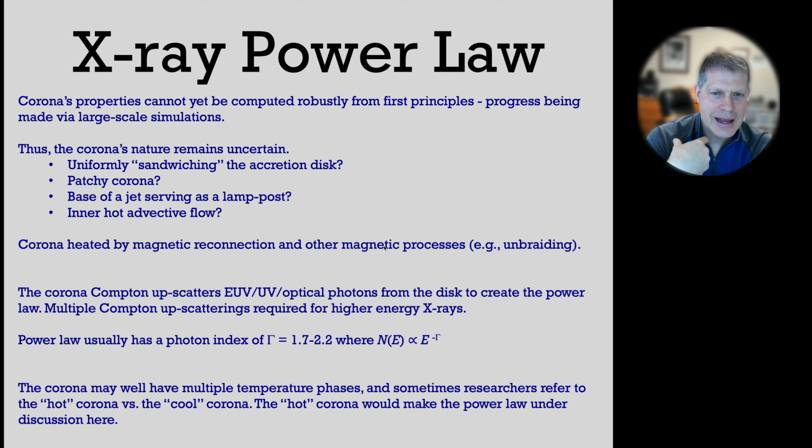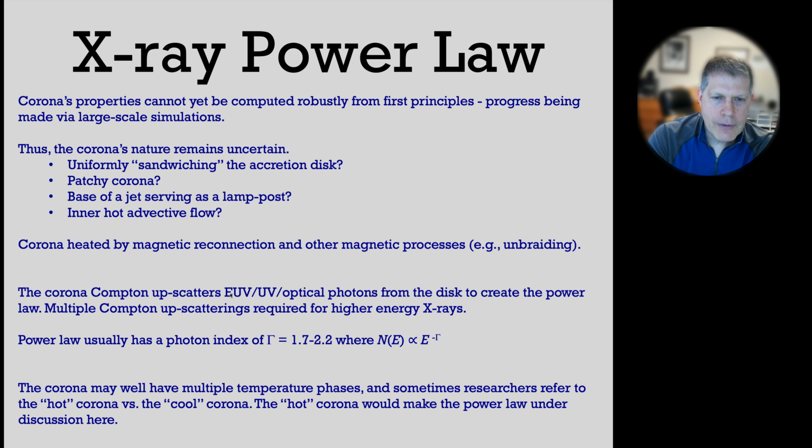Those processes likely heat the plasma in the corona and keep it up at around a billion Kelvin, much hotter than the solar corona, which is of order a million Kelvin. Now then, how is the power law made? Well, the power law is thought to be made by Compton upscattering.